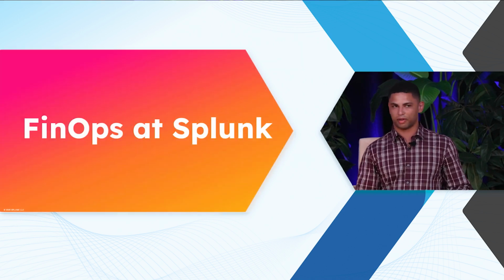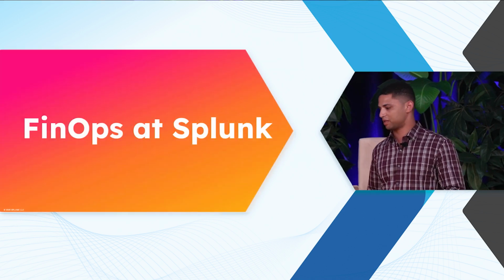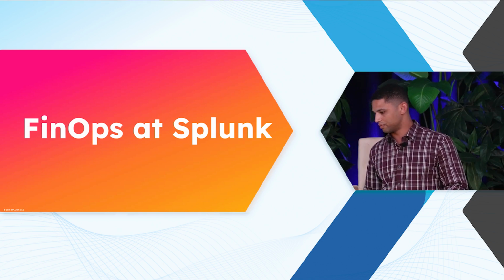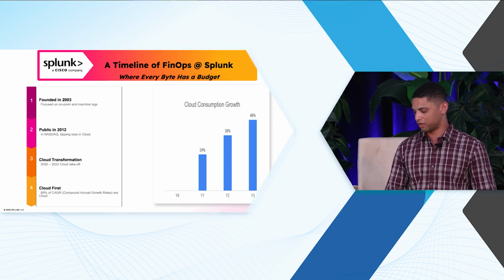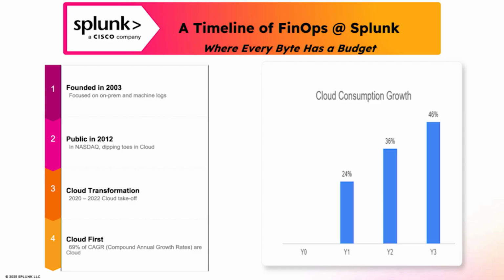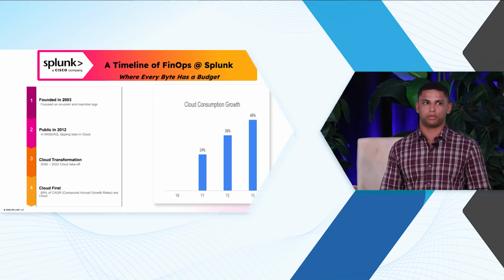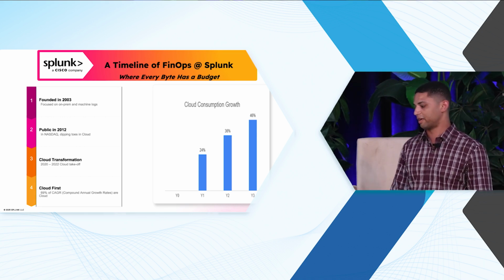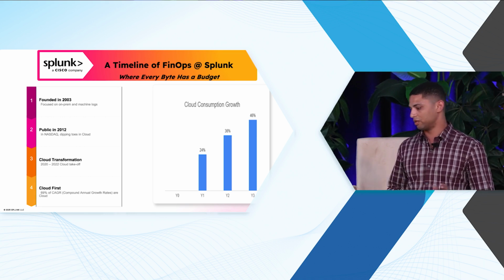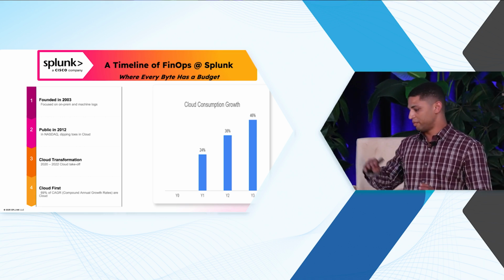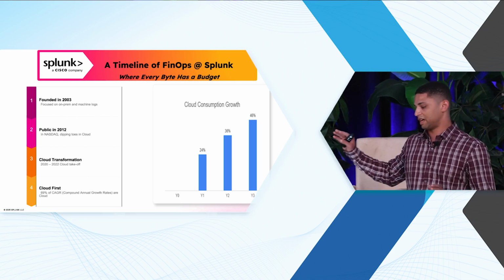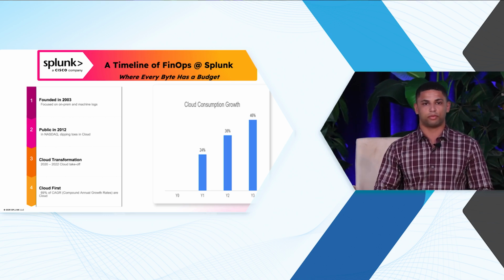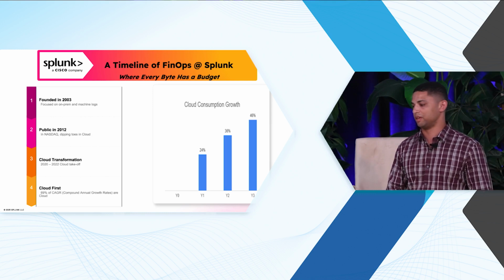So now that we've talked a little bit about Splunk, I'd like to tell you more about how we're doing FinOps at Splunk. Here's a bit of a timeline about our journey. We were founded in 2003, went public in 2012, and then between 2020 and 2022, our cloud growth took off, and that's what you can see on the graph on the right. You'll notice in year 0, 2020, between 2020 and the current year, we've grown 46%. So it took off across all three clouds: AWS, Azure, GCP.